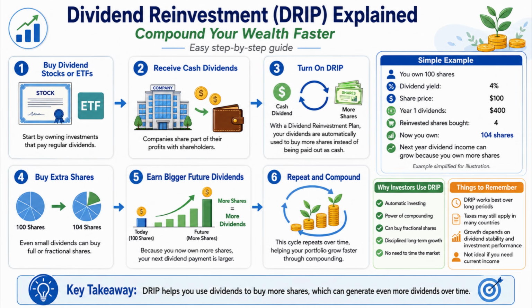Furthermore, many investors use DRIP because it makes investing automatic, supports disciplined long-term growth, allows fractional share purchases, and removes the need to time the market. Instead of deciding when to reinvest manually, the system does it for you.